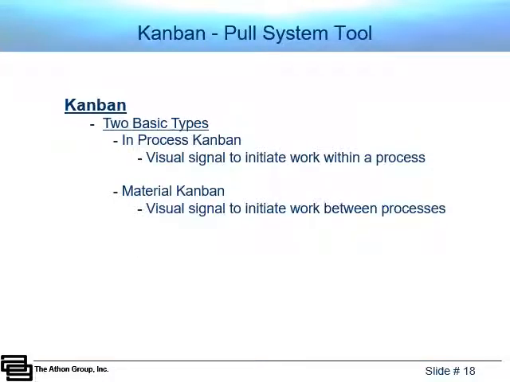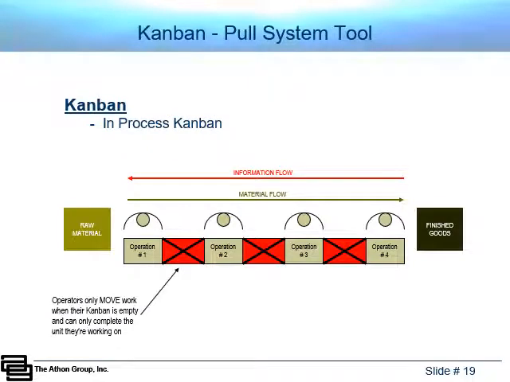There are 2 basic types. In-process Kanban is a visual signal to initiate work within a process, and material Kanban is a visual signal to initiate work between process steps as opposed to within a process step. So for an in-process Kanban, you look and you've got 4 operators working. They're pulling raw material and it goes to operation 1, and then operation 2, operation 3, operation 4, and then it goes into finished goods. The operators only move work when their Kanban is empty, and they can only complete the 1 unit they're working on. They should never have extra units in process.